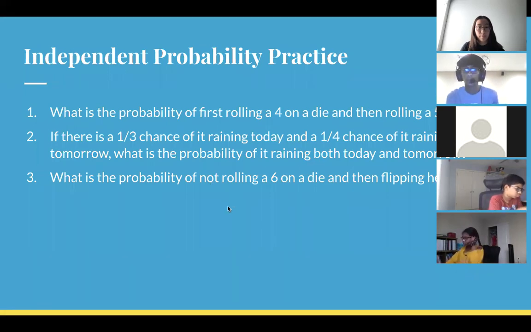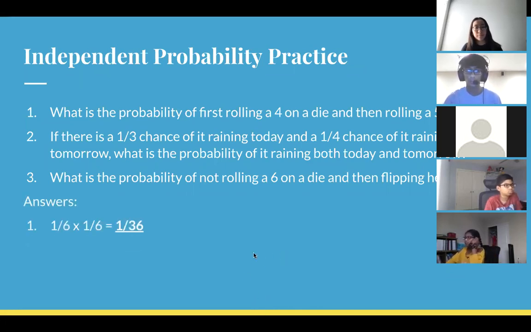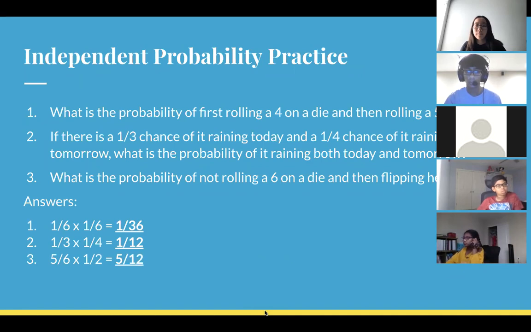Right. So the answer is going to be 5/12. And this is because the probability of not rolling a 6 is going to be 5/6, right? Because any number except 6 is fine. So there are 5 desired numbers that you can get over the total of 6. So it's going to be a 5/6 probability of not rolling a 6.